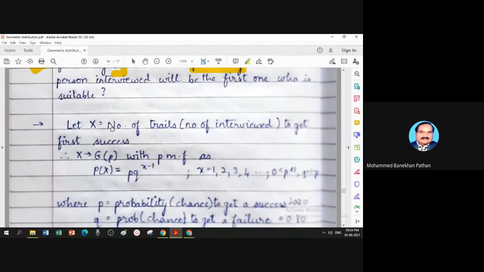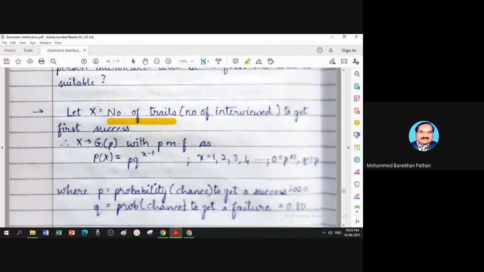Let X equal the number of trials, that means the number of interviews to get the first success. Now when I define X as trials, it begins from 1. And if you define the number of failures to get the first success, then X will begin from 0. You can solve this problem both ways. You can define the number of failures or you can define the number of trials. Both ways provide the same answer.